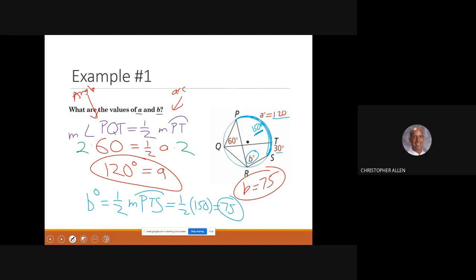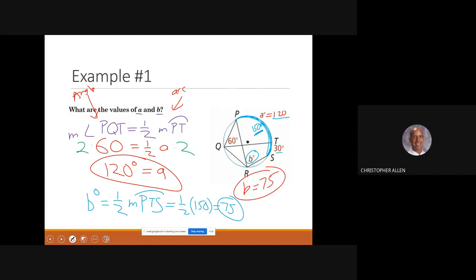Good. Does that make sense? Now, you probably couldn't do that one in your head, though. I don't know. Did you guys know 150 divided by 2 is 75? How many of you would need a calculator for that? Yeah, I'd probably grab a calculator too, just to be safe. But if you had to figure it out, I mean, you could. Okay. Are you guys okay on example 1?